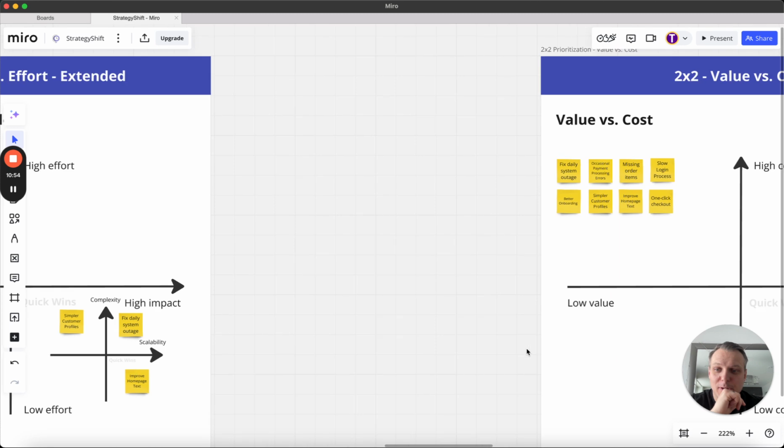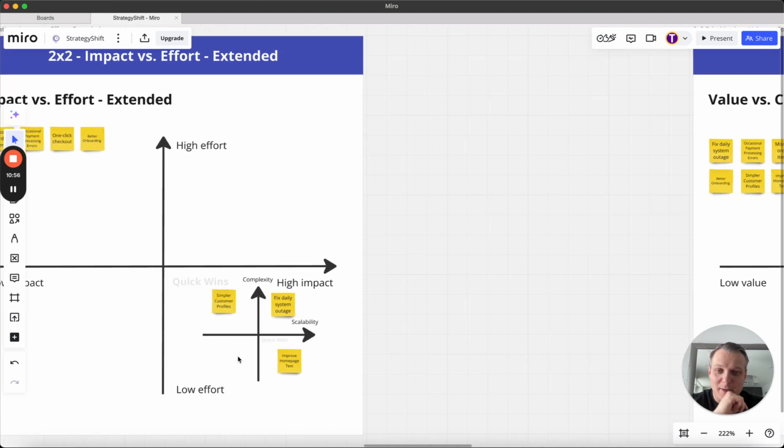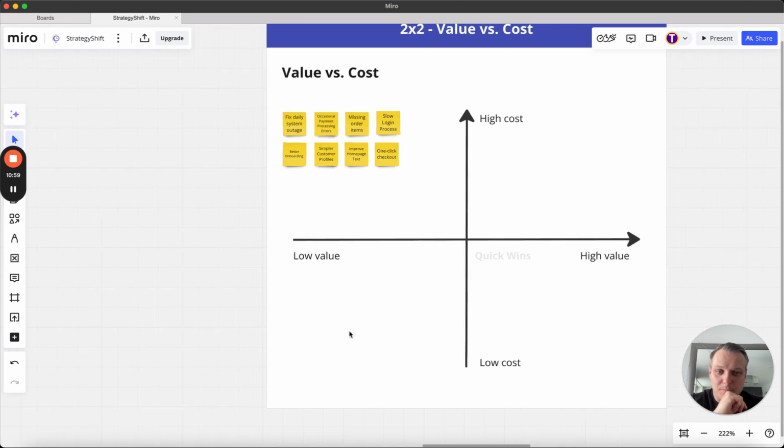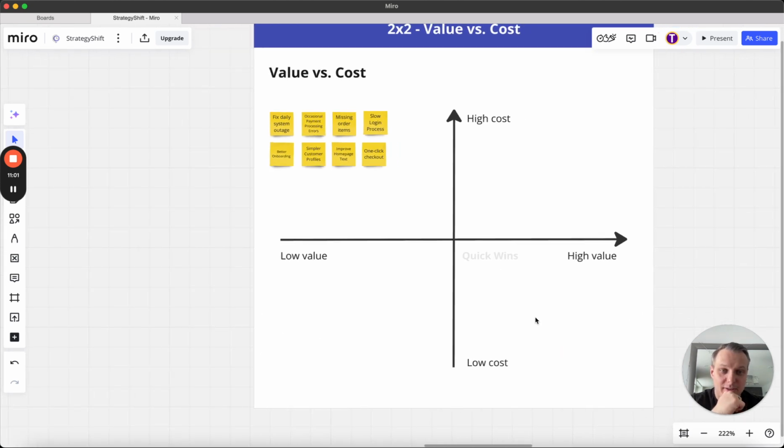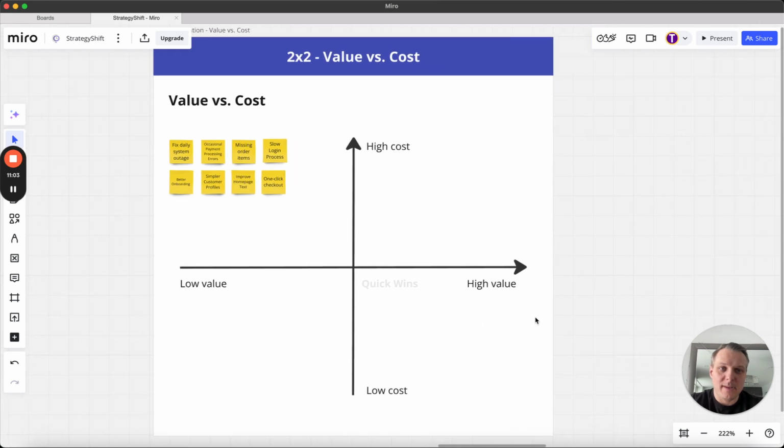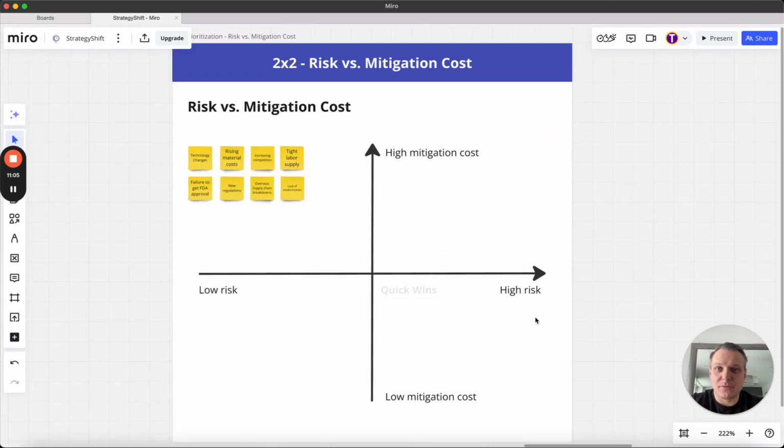And then you can also do the complexity versus scalability prioritization within the quadrant as well. The last one here is risks versus mitigation cost. And this is useful when you're thinking about the threats to the business, to the team, to the product, and maybe even weaknesses. You want to figure out which weaknesses to address first, which threats to mitigate, things like that.